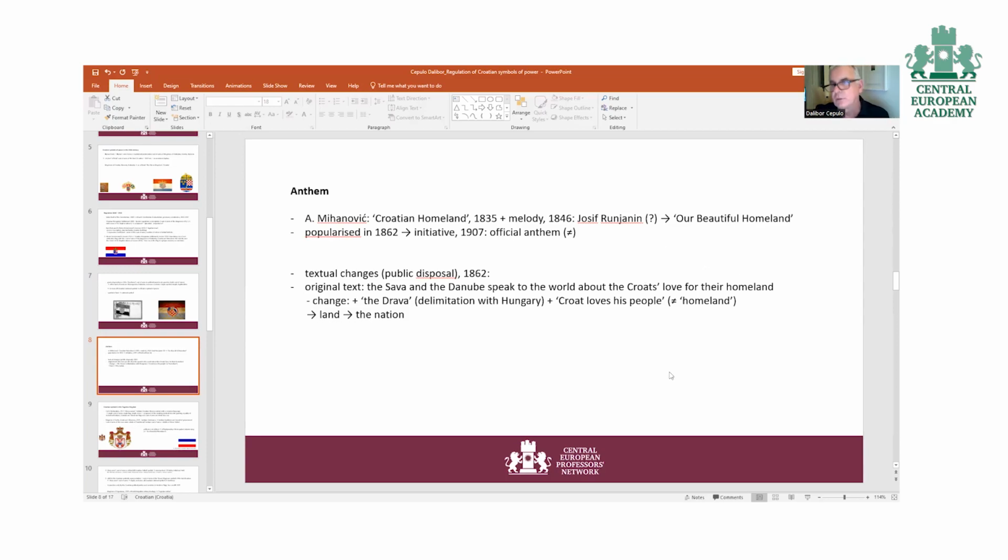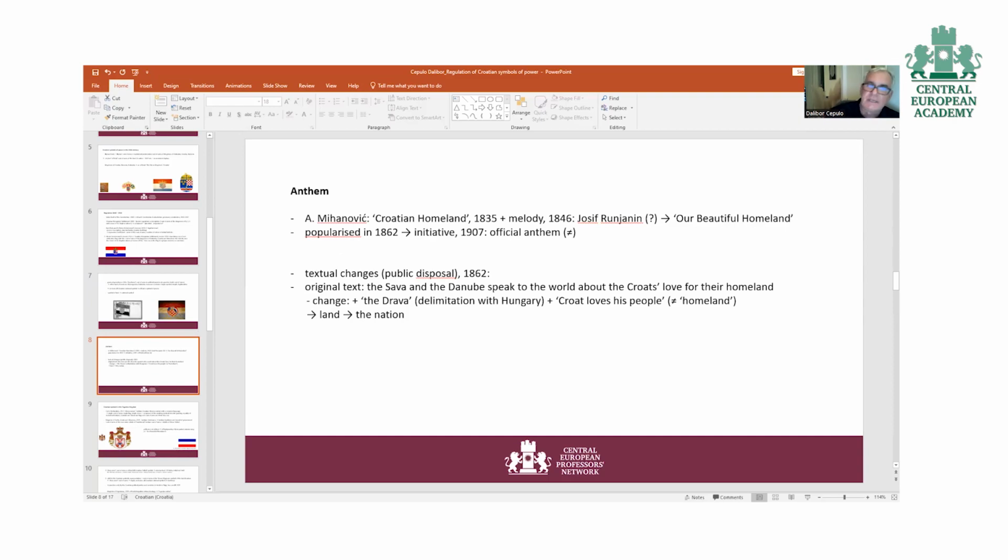appeared. That, of course, has continuously been the Croatian anthem until nowadays. It was not accepted as the national anthem from the beginning. It was popularized in 1862, and in 1907 there was an initiative that it be proclaimed the official anthem, but the initiative was lost in the political events of that year.